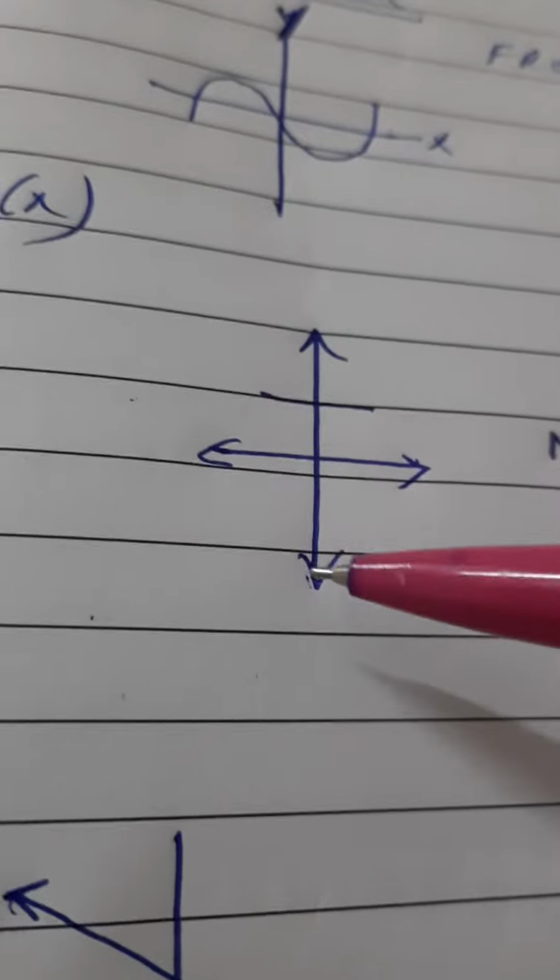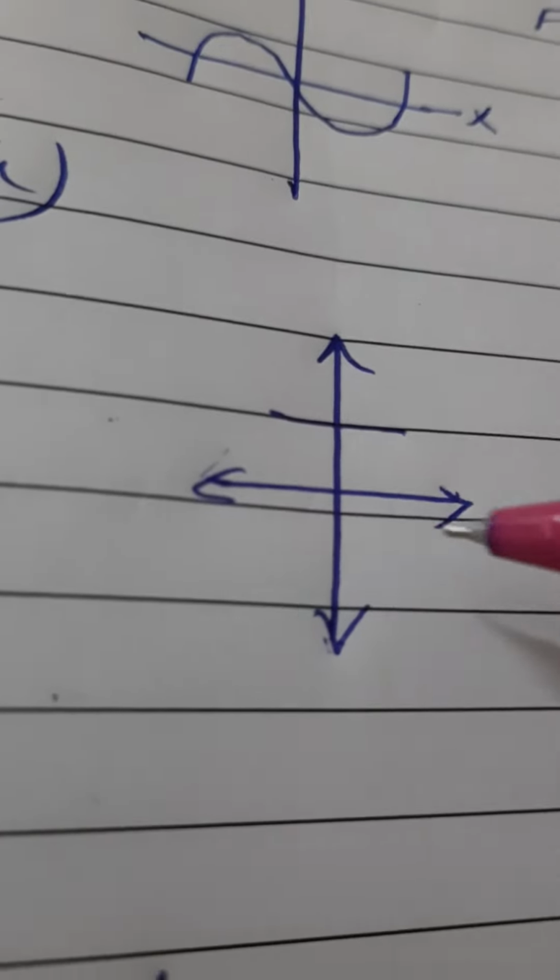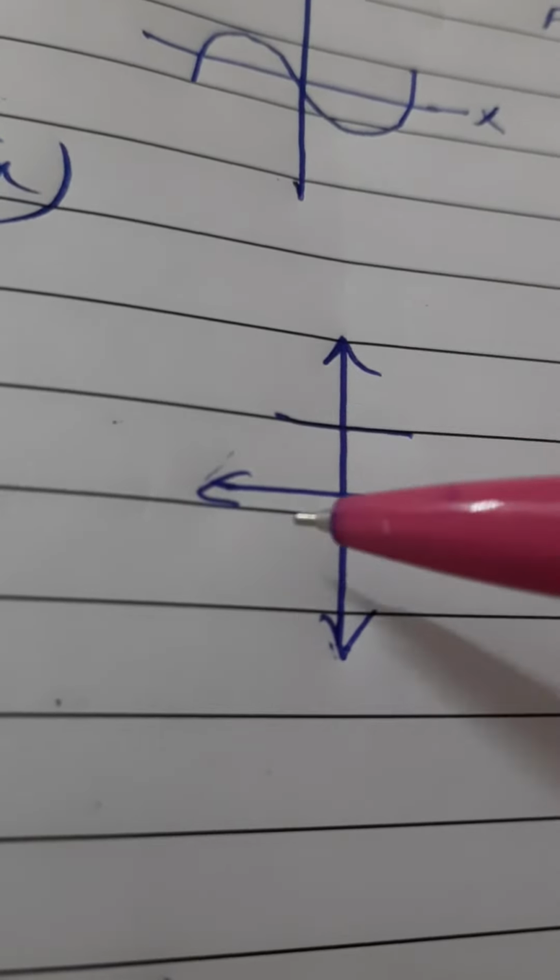Here we are having a line parallel to the x-axis. It's not even touching the x-axis, nor is it intersecting the x-axis anywhere. It's just passing through the y-axis. So are there any zeros here? No. So you will write no zeros, or zeros doesn't exist for this polynomial.